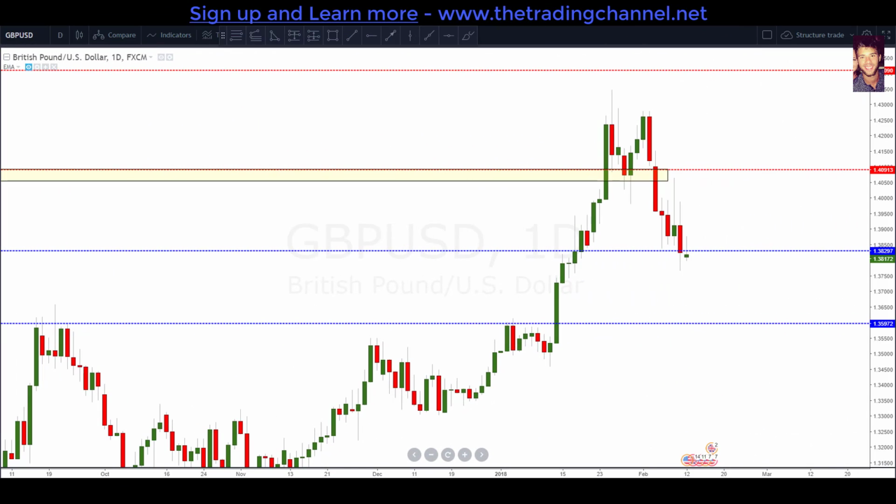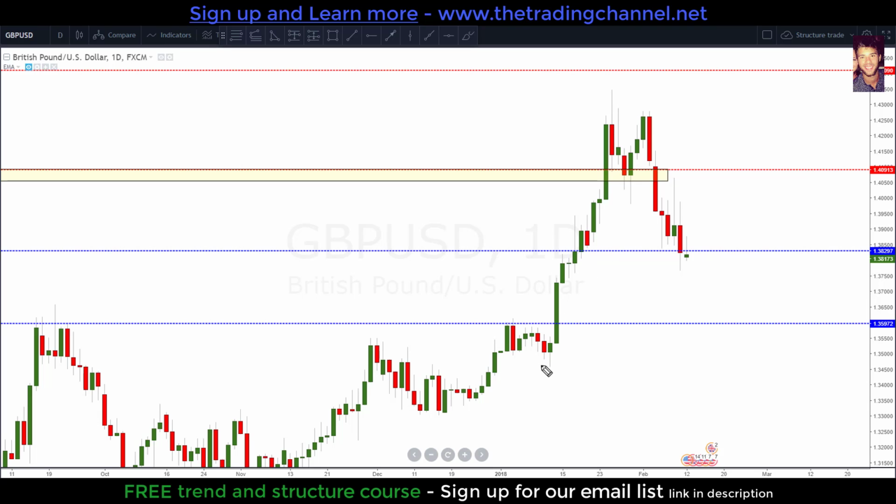All right, guys, so here on the pound dollar, we have a chart that would be somewhat controversial. The reason I say that is because I think this chart would be defined as being in an uptrend by some traders and be defined as being in a downtrend by others. And why do I say that? Well, I say that because of this double top scenario we had last week on this pair.